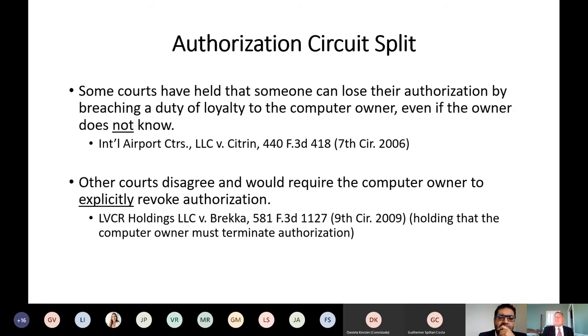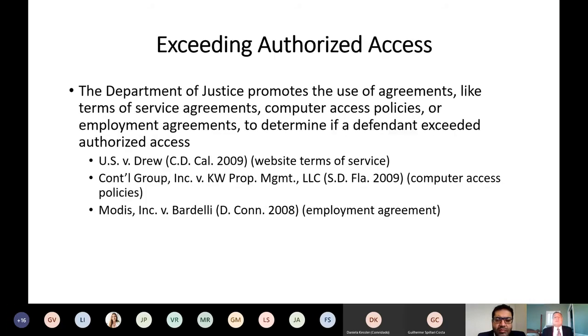Now, some other courts have said that in order to exceed the scope of authorization, the computer owner or the company must explicitly revoke your authorization. They must tell you, okay, you had this access, but you don't have it anymore. Maybe you're fired, maybe you're demoted. The others say that you have a duty of loyalty, even if the owner does not know that you've breached that duty of loyalty. So it doesn't matter. As an employee, you have a duty of loyalty and you have to stay within the scope of your employment authorization. So there is some discussion about these things.